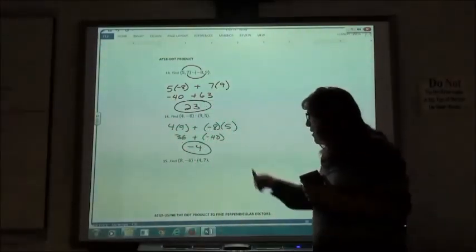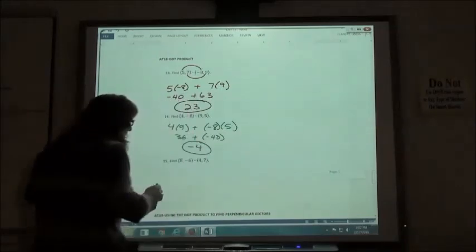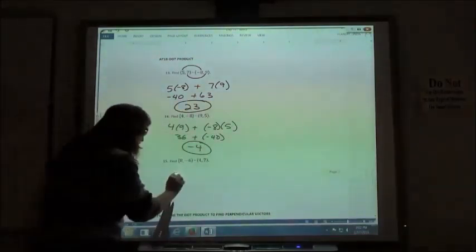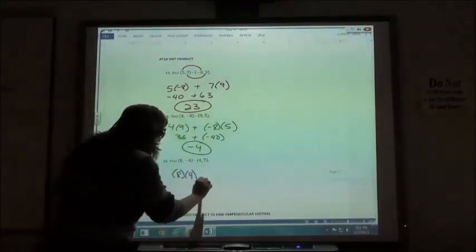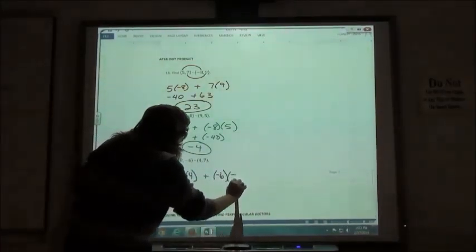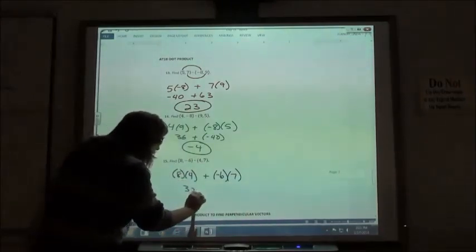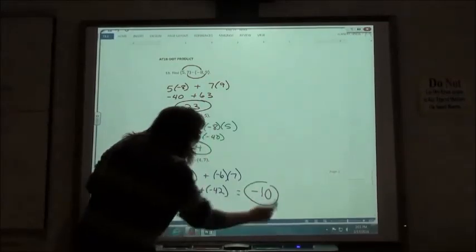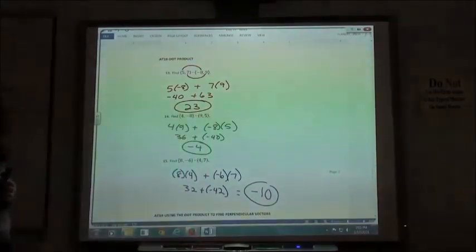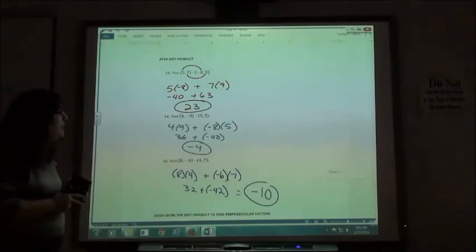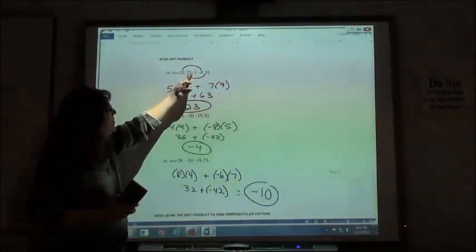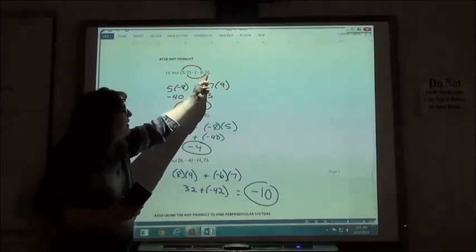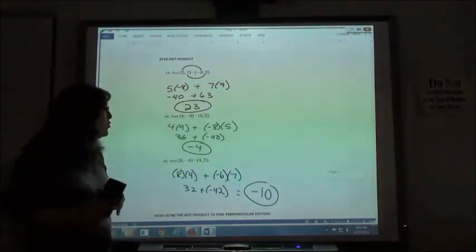And my last one here, finding my dot product, I have the vector 8, negative 6, and 4, 7. So I'm going to take my 8 times my 4 plus my negative 6 times my 7. So that would give me 32 plus a negative 42. And so when I add those together, my dot product ends up being negative 10. So dot product looks like it's telling you to multiply those things, but you're multiplying the first values together, multiplying the second values together, and adding those two answers.